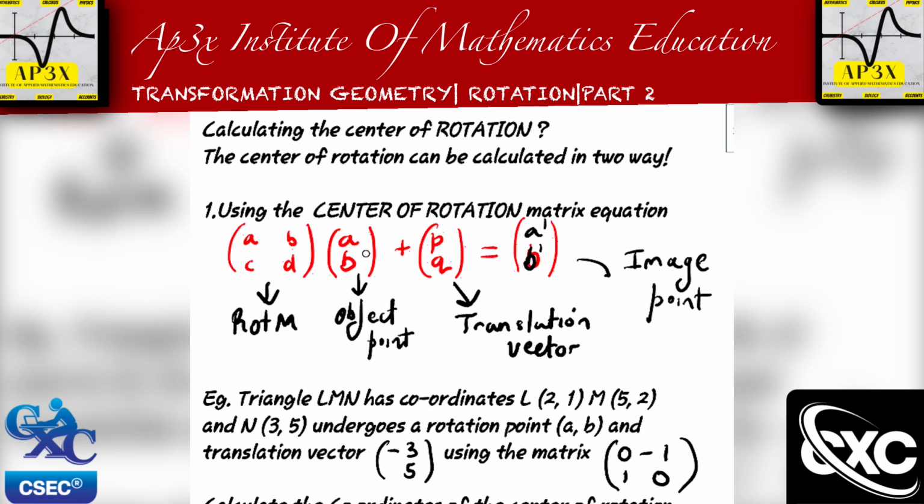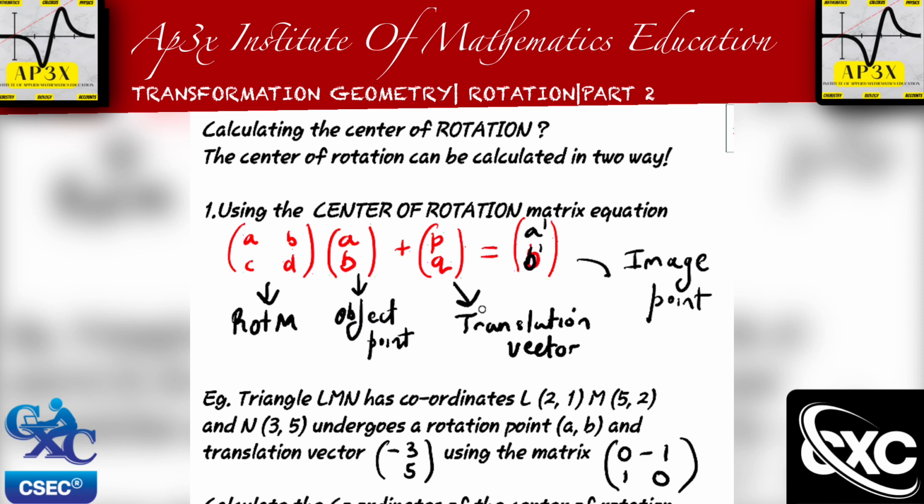Now this A and B here represents the object point, the object that you're rotating. And of course, because the center of rotation is not at the origin, then basically it's combined with a translation, which is represented by the matrix PQ.